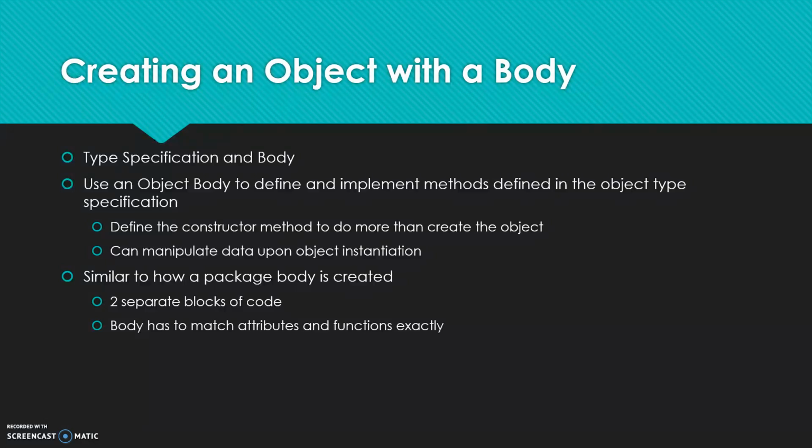In creating an object with a body, the type specification and the body must be presented. Using the object body to define and implement methods defined in the object type specification, we define the constructor methods to do more than create the object, and they can manipulate the data upon object instantiation. Similar to how a package body is created, they have two separate blocks of code. Bodies have to match attributes and functions exactly.